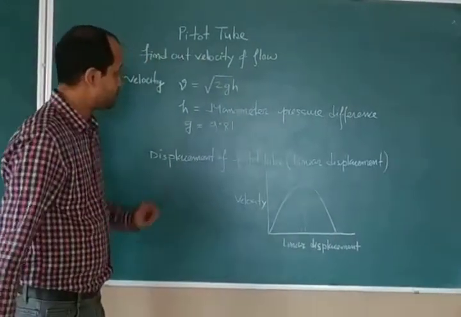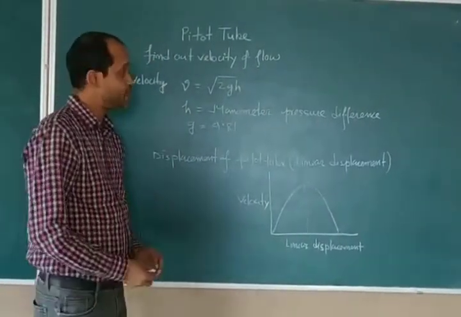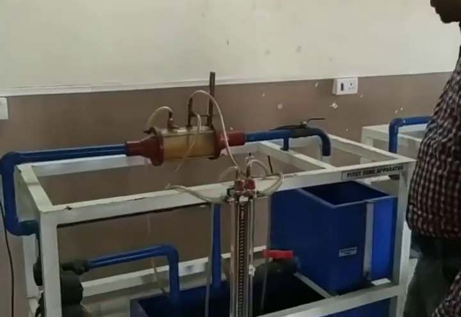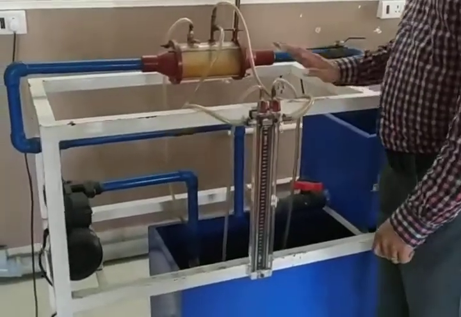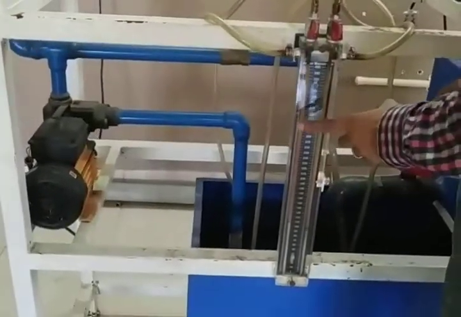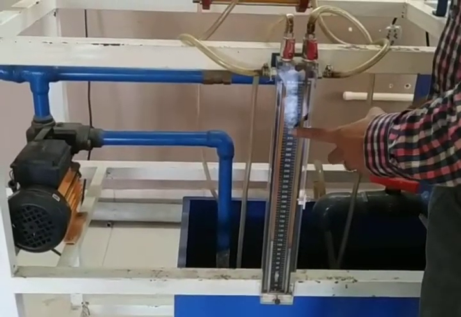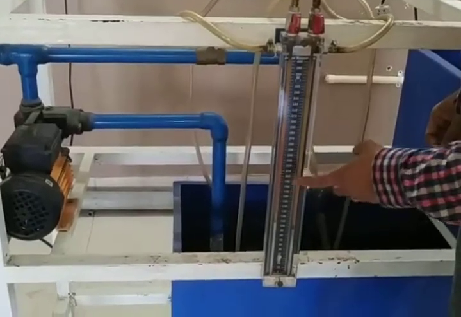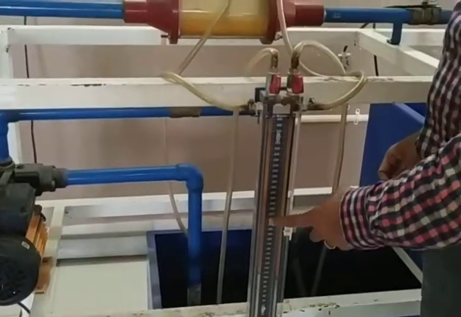So let's try to do the experiment in the apparatus. So this is the pitot tube apparatus. So here you will get one U-tube manometer. So this particular manometer gives you the difference in the pressure. So here you have to find out the difference.